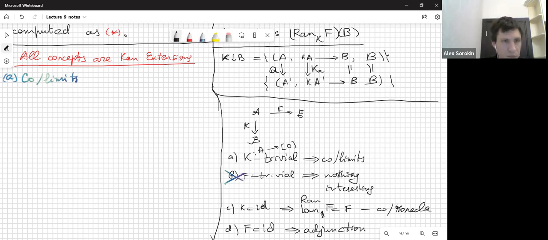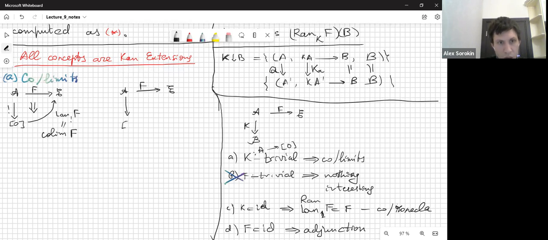So first, co-limits. So we have A to category E. Here we'll have the trivial functor to 0. This is a functor F. Then we have that Lan of F along shrink is a colimit of F. Similarly, F from A to E, here is again shrink, trivial functor, but now upper, so it's right Kan extension. That gives us the limit of F. That's it.